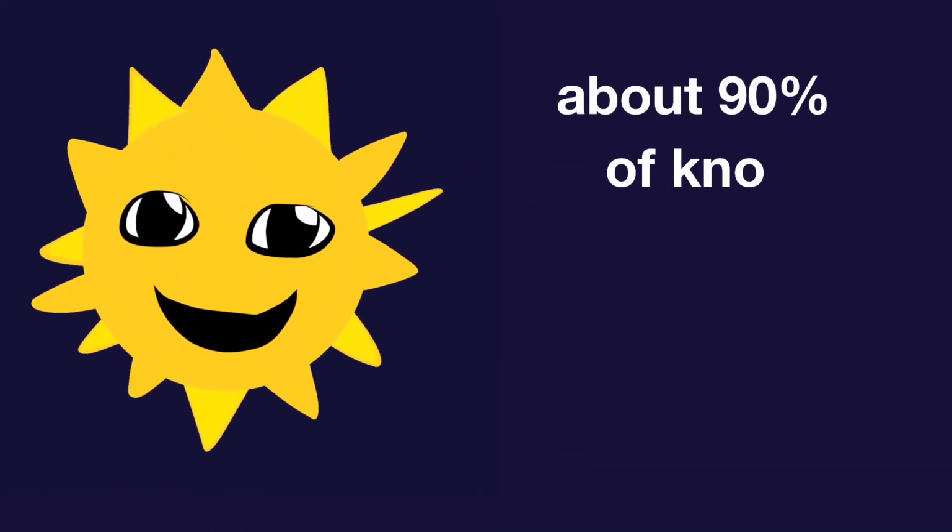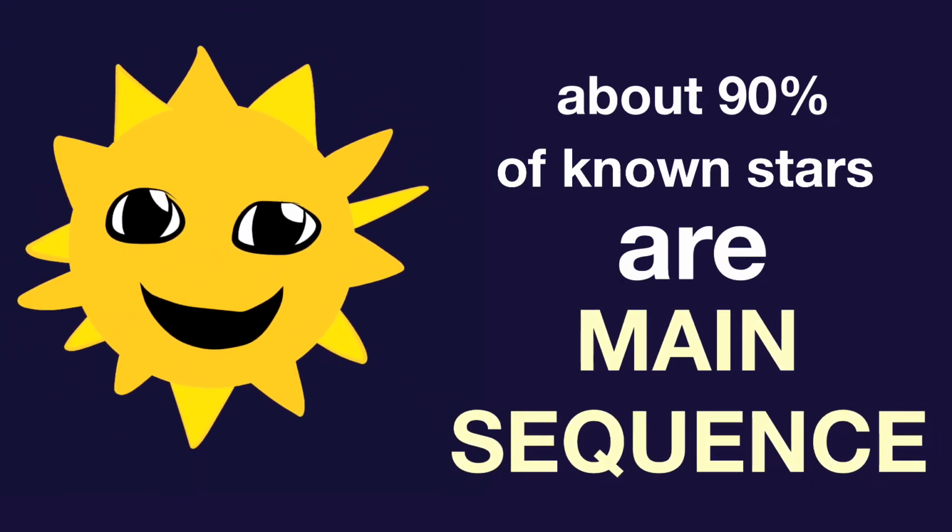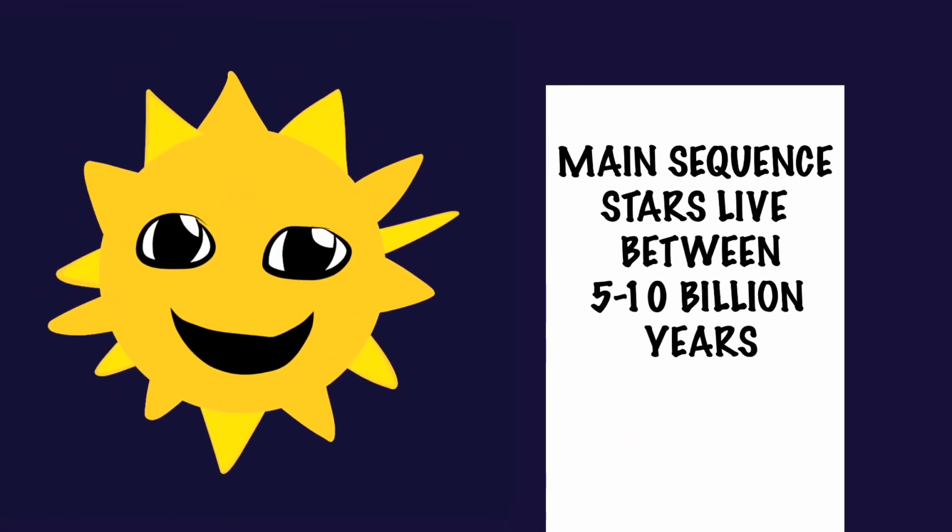A star will live most of its life as a main sequence star. In fact, about 90% of known stars are main sequence. Our very own sun is a main sequence star. And for our sake, let's hope it stays that way for a long time. Because in about 5 billion years, a main sequence star will begin to burn its helium.